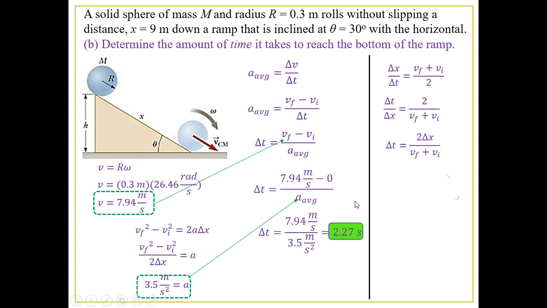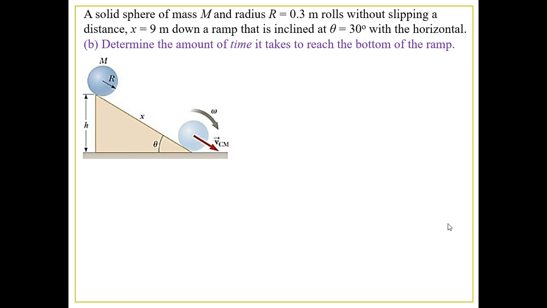All right, and then just plug and check. 2 times 9. VF is 7.94. VI is 0. If you do that, you'll get the same answer of 2.27. The next approach is a little harder, but it's good practice if you want to learn torque.